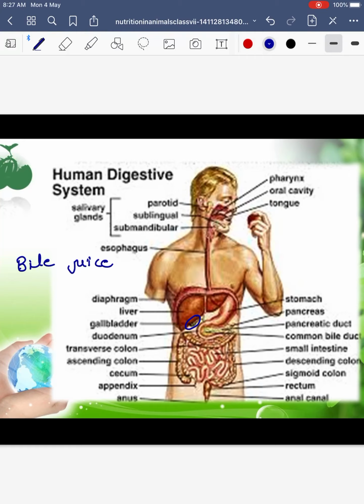Okay, it makes the medium alkaline. This bile juice makes the medium alkaline. What do you understand by alkaline? Alkaline is the opposite of acidic, meaning what is a base is called alkaline. So this alkaline environment is required for digestion of the fats.